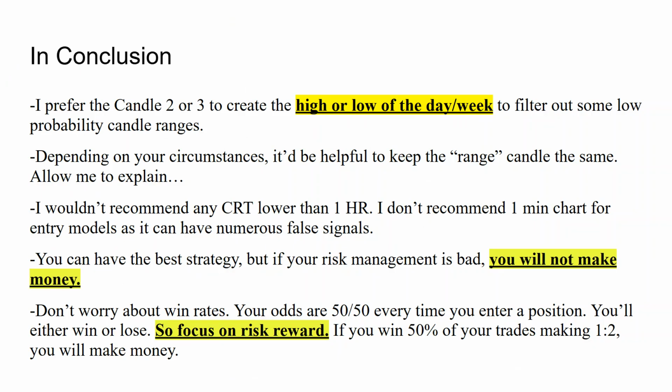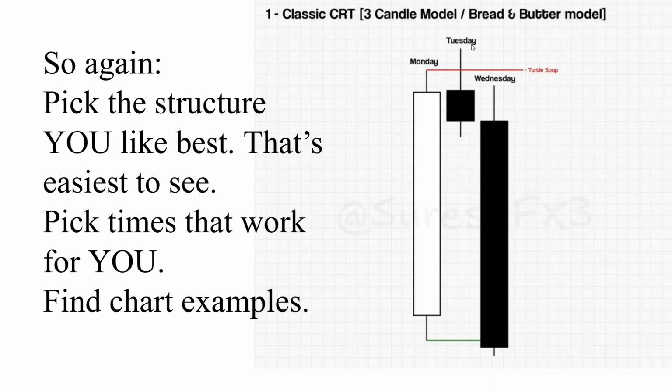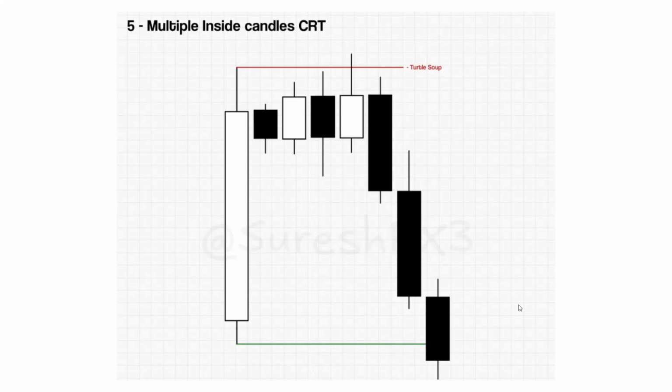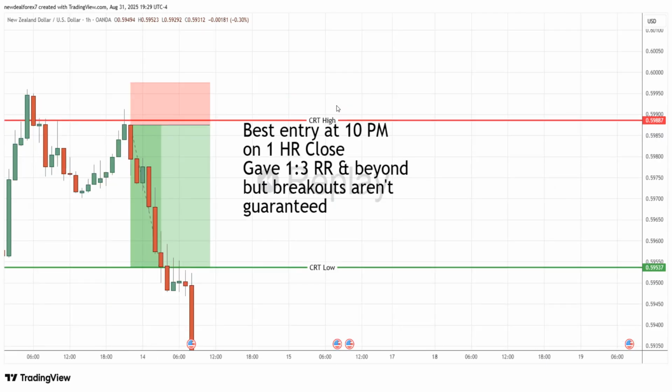So in conclusion, I prefer the 2 to 3 candle, creating the high or low of the day or week, to filter out some low probability range candles. What do I mean by that? I mean that I prefer that. See how this Tuesday creates the high of the week and then it goes down. That's what I like to see. This, let's pretend that this is, just say, 4 a.m. or whatever. This creates the high of the day and then it goes down. So I like these candles here to create a high or a low. That's all I'm saying when I say that.